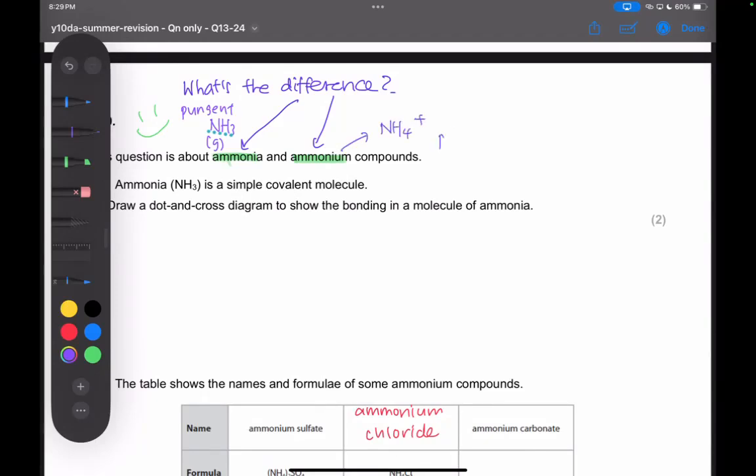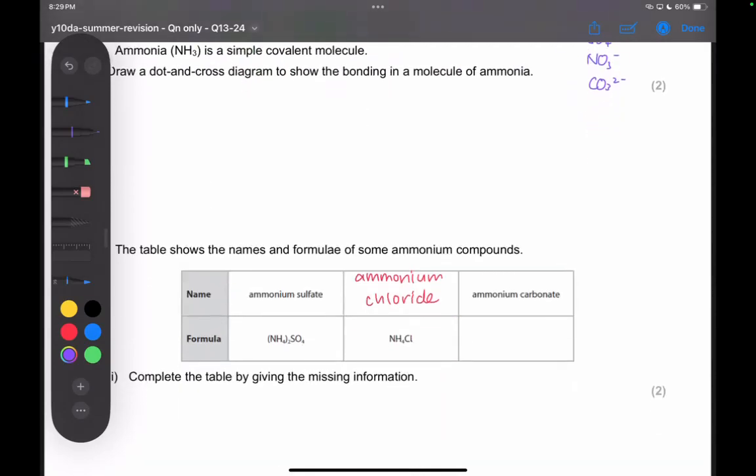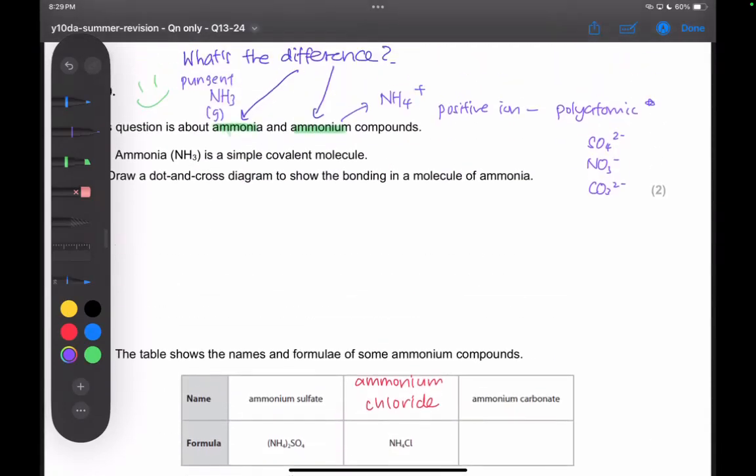This is a positive ion, and in fact, this is one of the polyatomic ions that you really need to memorize. The other polyatomic ions would be like sulfate, nitrate, carbonate, which I'm not going to talk too much about because there's one question focusing on this later. So with this question, we do need to draw a dot and cross diagram of ammonia, and they've given you the formula, so it should be quite easy.